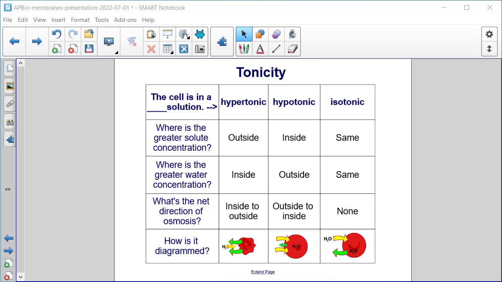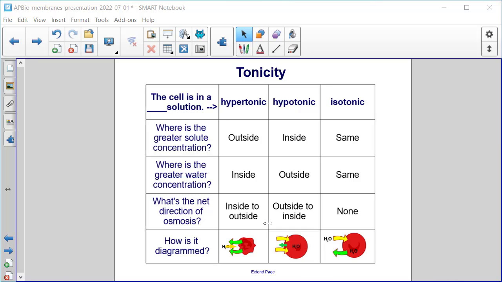If the cell is in a solution that is hypotonic, then the greater solute concentration is inside the cell. The greater water concentration is outside. And the net direction of the water will be towards the greater solute concentration, so from the outside inside. So you can see the net flow of water from the outside in by these yellow arrows, and that will cause the cells to swell and can cause them to lyse.